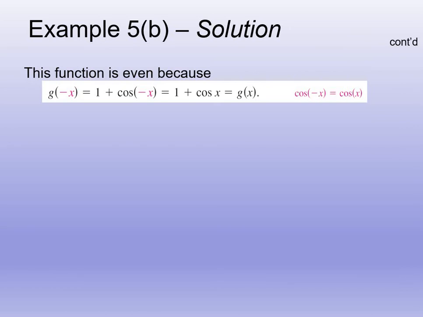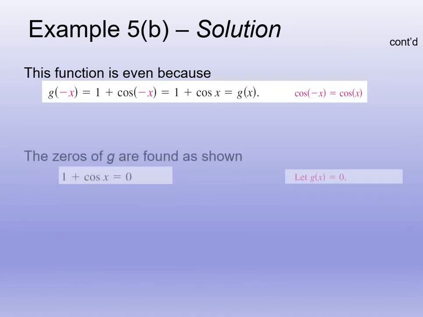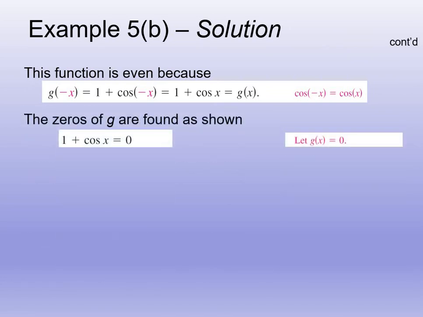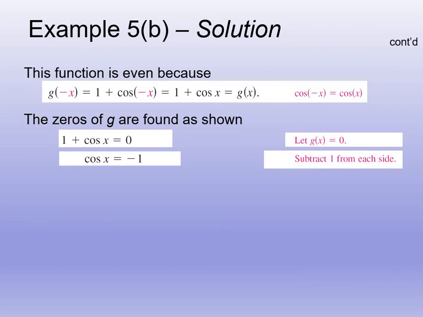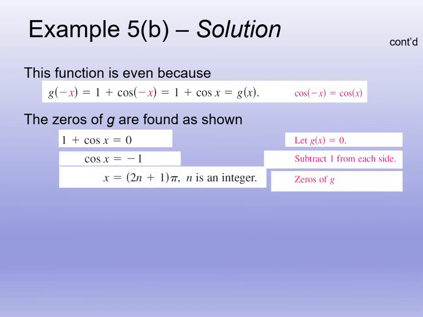Now we have to find the zeros. We take 1 plus cosine of x, set it equal to 0, and solve. So we get cosine of x equals negative 1. When is cosine of x negative 1? We should know that that happens when x is pi, and then it happens for every odd multiple of pi. As it goes around, every time it gets to pi, that's how we do that.